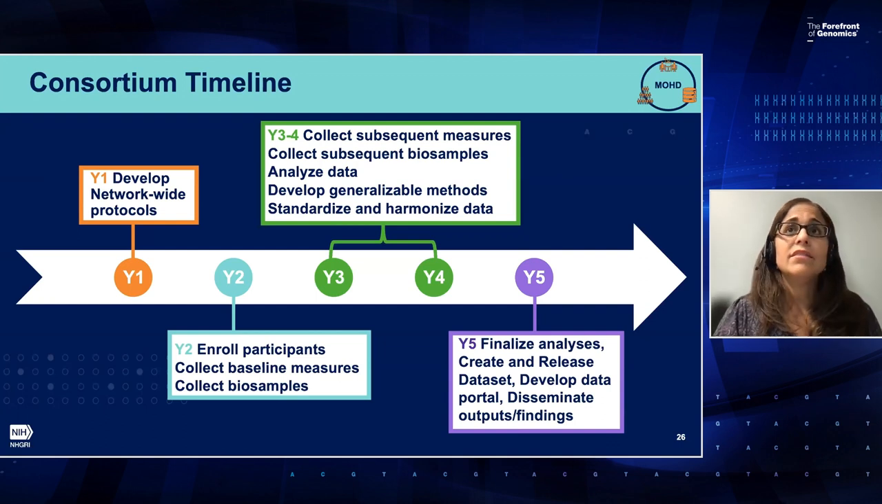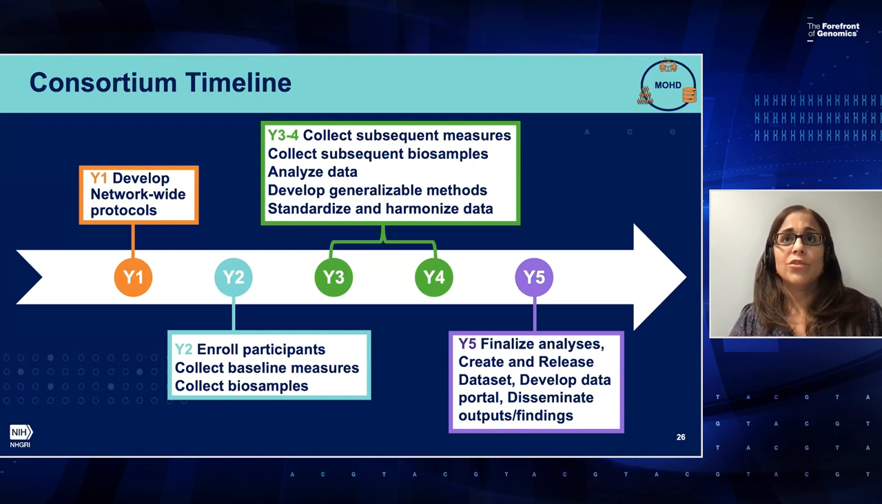In terms of the timeline, I've mentioned that the first year will be focused on developing the network-wide protocols. Year two of the program will be devoted to the enrollment of participants, the collection of baseline measures, and the collection of biosamples that will then be submitted to the OPCs. During years three and four, the consortium will collect subsequent measures and subsequent biosamples. It will focus strongly on the analysis of data and the development of methods and start the process of standardizing and harmonizing the data that has already been produced.